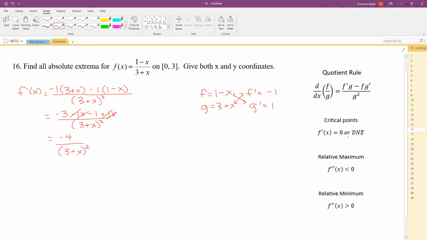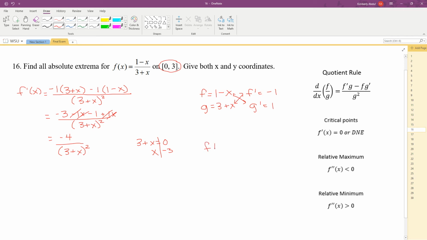Okay, so our critical points are going to occur either when the numerator is equal to 0 or when the denominator is equal to 0, which would make the expression invalid. So you can see right here that the critical point would happen when 3 plus x is equal to 0, which is when x is equal to negative 3. But we don't need to consider that because that number is not in our domain. So we just need to evaluate our values on where x is equal to 0 and x is equal to 3, so at the endpoints.